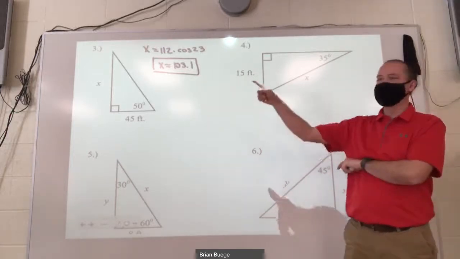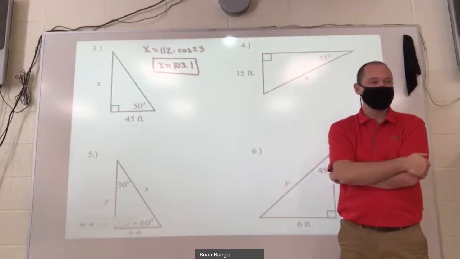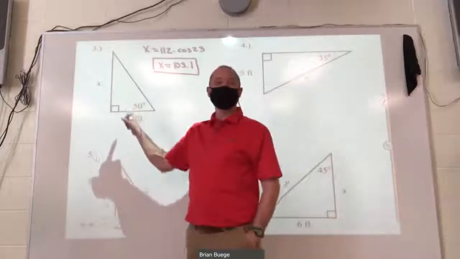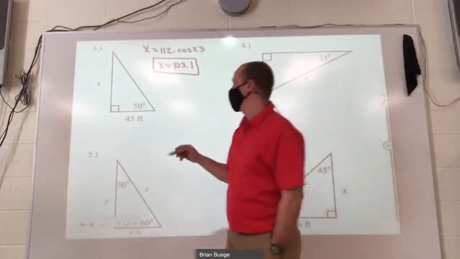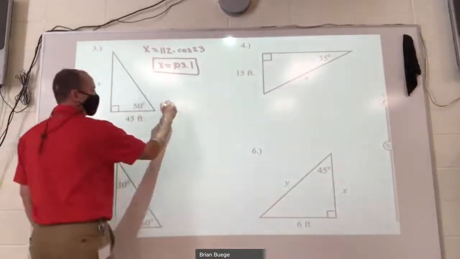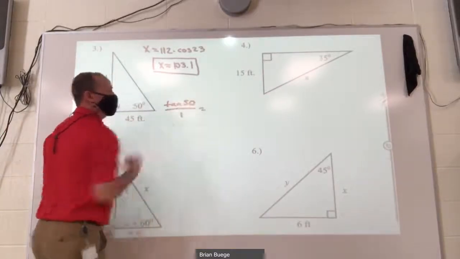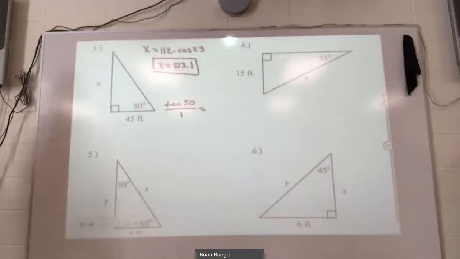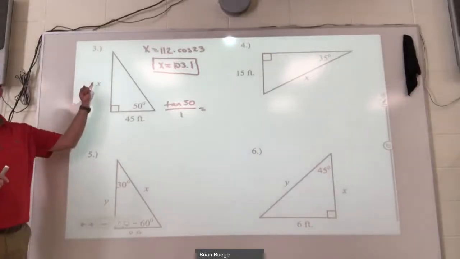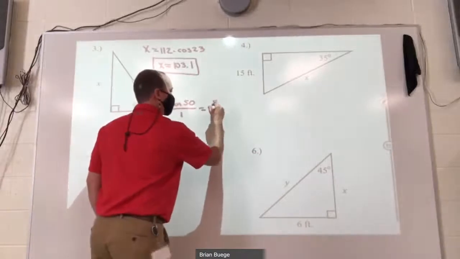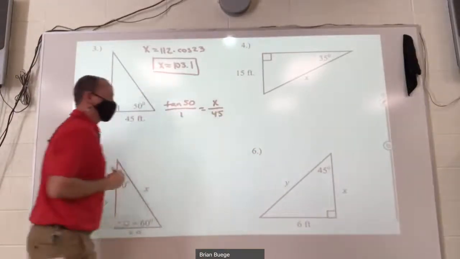Which 2 pieces am I working with in this triangle? The 2 legs. That's why it's a tangent problem. Anytime you're working with 2 legs, it's always a tangent problem. Okay? And so in this case, if we set it up, tangent of 50 over 1 equal to, remember your tangent ratio is your opposite leg to adjacent leg. Well, opposite leg is x, adjacent leg is 45. So we've got x over 45.